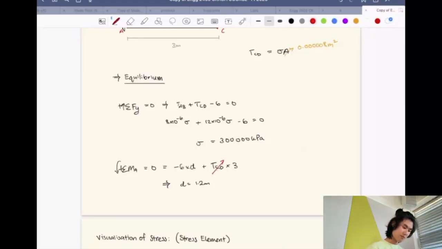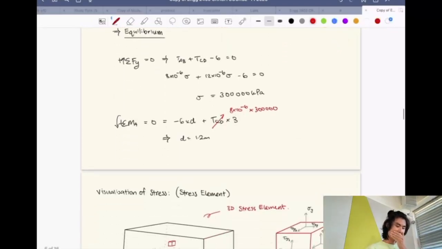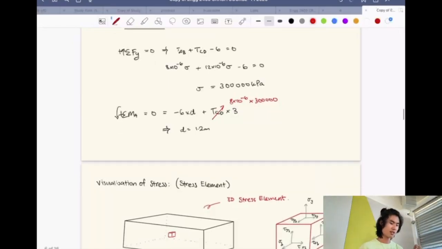This is 8 times 10 negative 6 times 0. And you'll get 1.2 meters if you input that into a calculator. So that's pretty much the conversion of stress.